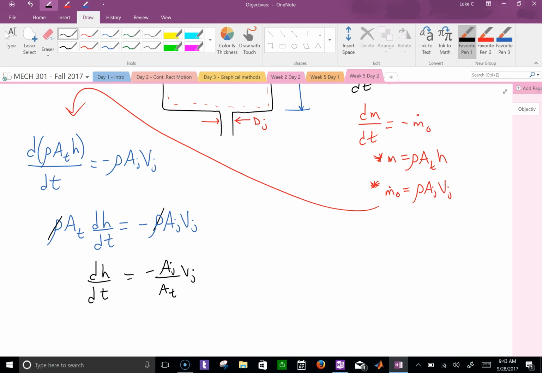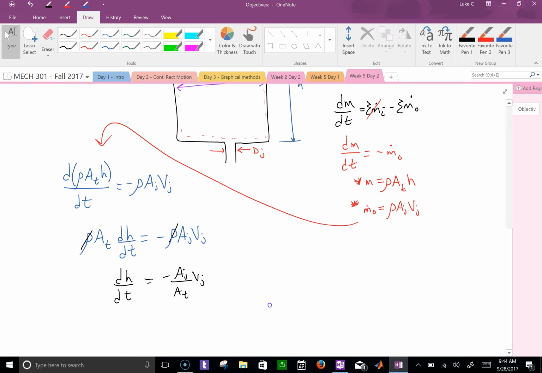So look at that. That's very similar to what we had before, right? But this time, what are we going to do? We're going to find this in terms of height. Because we know that as it goes down, what happens to the velocity? As the water level decreases, okay?